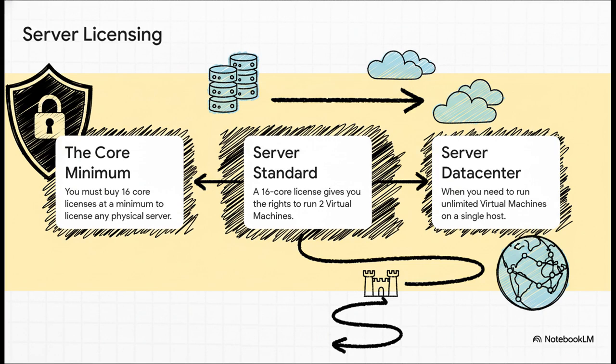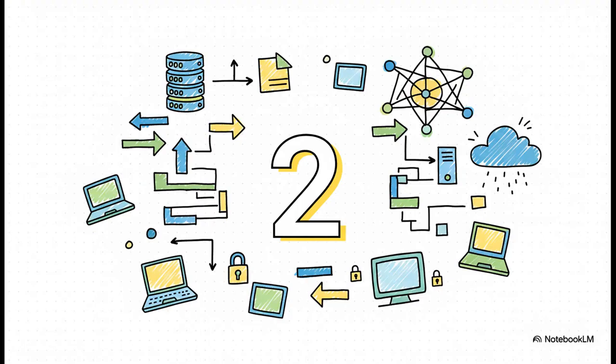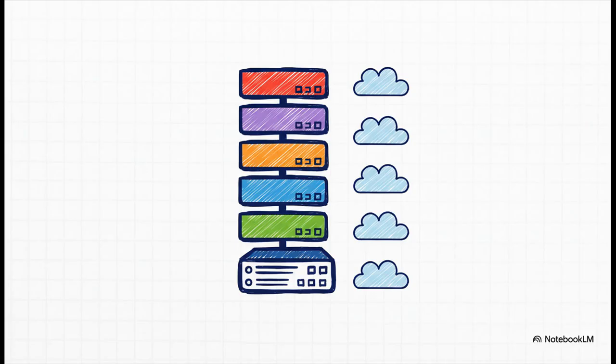This is the foundation for everything else. Right, so once you've paid that 16-core entry fee with a Windows Server Standard license, what do you get? You get 2. Just 2. Not 1, not 3, exactly 2 virtual machines.